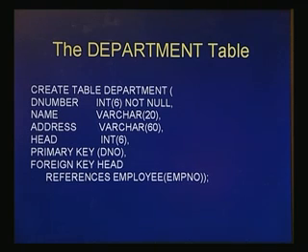Department also has a name, address, and head, which is again a foreign key, which points to the employee number of the employee who heads a particular department. So here are the specific declarations, which say primary key is D number, and head is a foreign key which references employee number in the employee table.